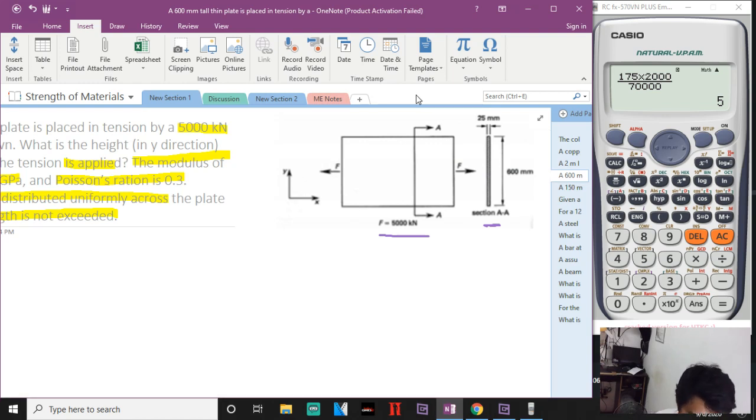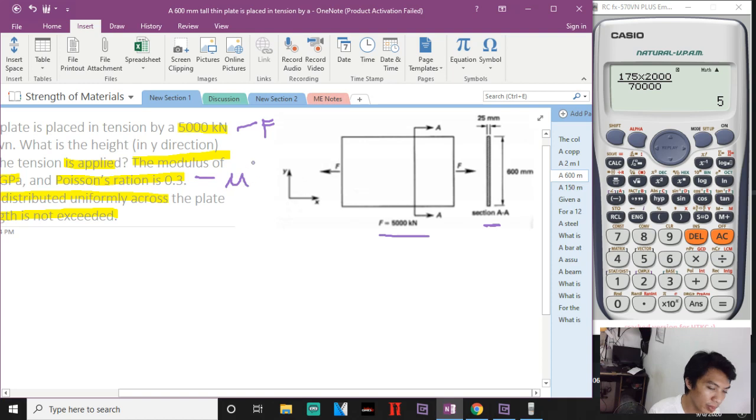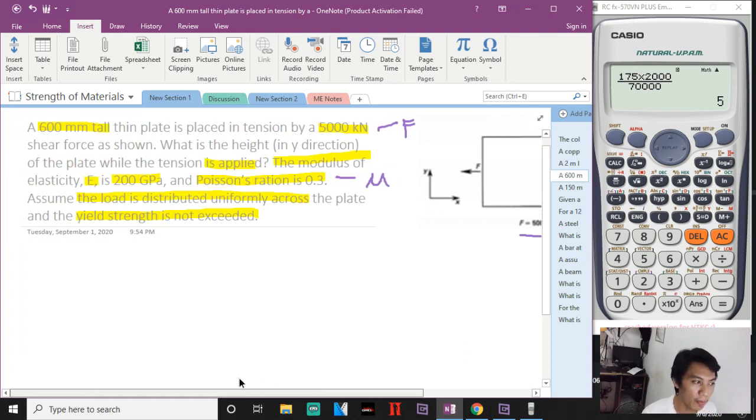Now, paano natin siya gagawin? Kailangan natin yung Poisson ratio. Okay? Kailangan natin i-note muna yung lahat ng given. So, this is the F. Yung Poisson, that is mu, or V. V yung iba dyan. Ako, mu yung ginagawa ko. This is E. And how will you solve it?